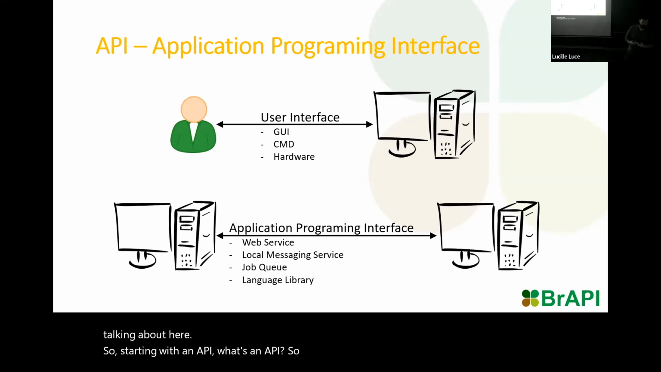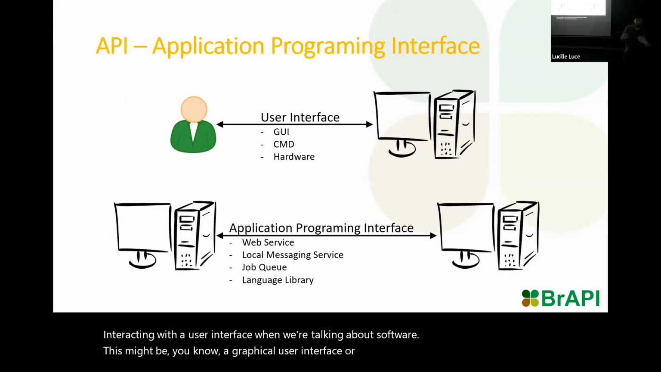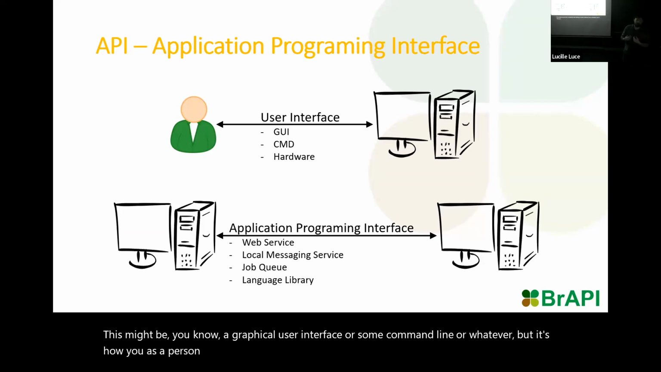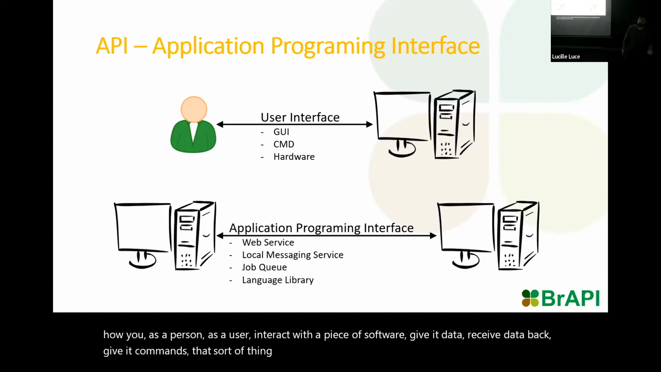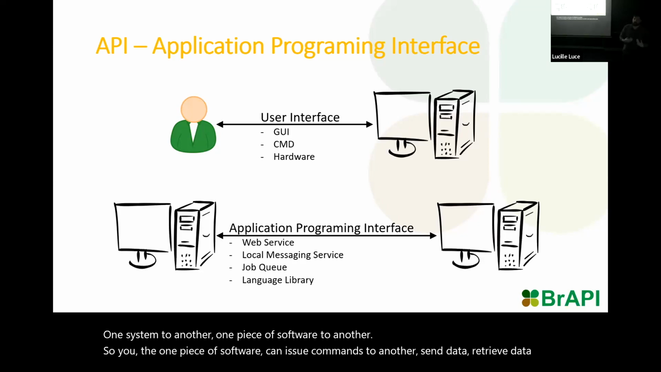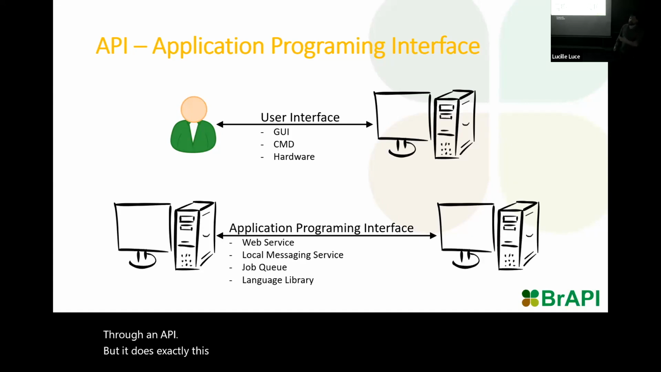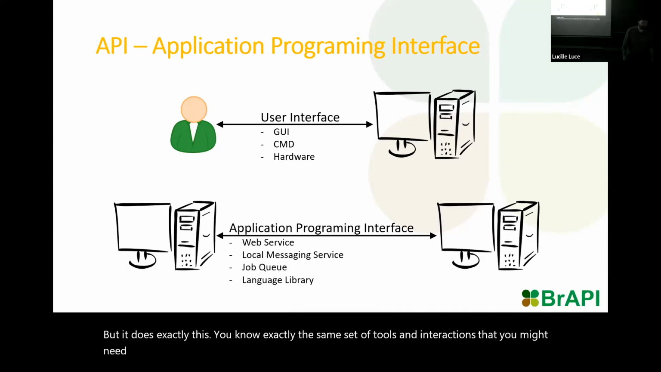So all of us are familiar with interacting with a user interface when we're talking about software. This might be a graphical user interface or some command line or whatever, but it's how you as a person, as a user, interact with a piece of software, give it data, receive data back, give it commands, that sort of thing. An API is exactly the same set of functionality, but designed to be from one system to another, one piece of software to another. So one piece of software can issue commands to another, send data, retrieve data, all programmatically through an API. But it does exactly the same set of tools and interactions that you might need for a user interface.